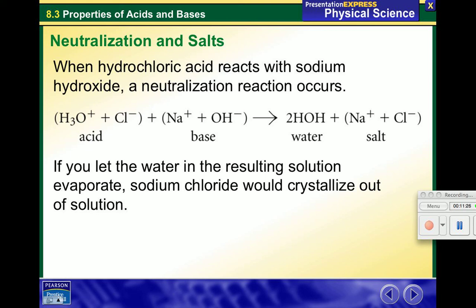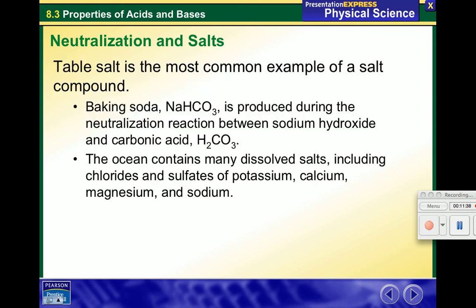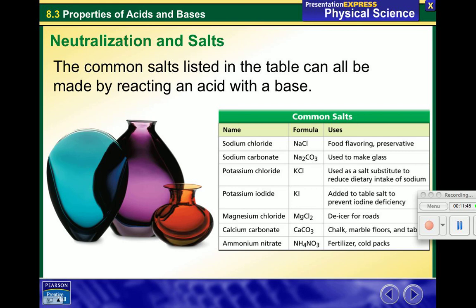So you have some homework papers in your unit review that ask you what salt is being formed. You just take the negative part from the acid and the positive part from the base, and you combine them together and you make that salt. Okay, and they talk about many different salts that can be formed, and your book gives you a nice list of salts and their formulas and what they're used for. All of these can be created by reacting an acid with a base.